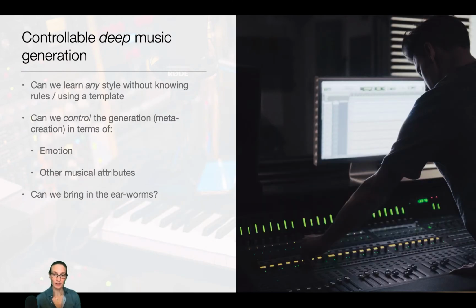Now our lab in the current days wanted to take this one step further, and we wanted to be able to learn the actual style of a data set of pieces and still control this generation. Okay. Can we still map emotion using deep neural networks, and can we bring in these earworms or these long-term structures in the music? And we have a few projects running to try to do this.